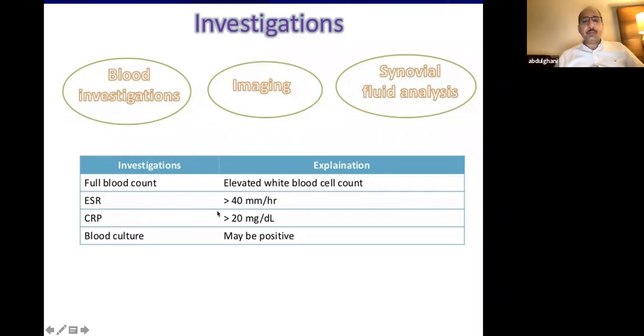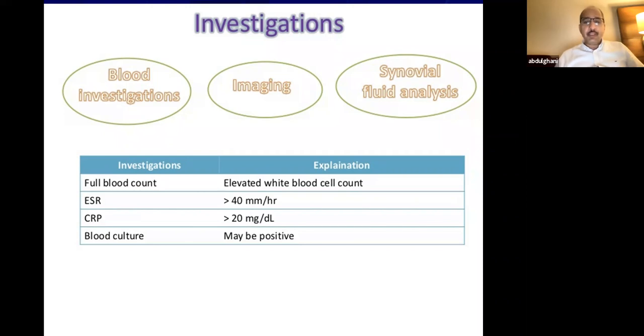If it is more than 40 millimeter, CRP, very, very helpful, a very sensitive investigation. Don't undermine the importance of CRP, especially for diagnosis as well as monitoring of the patient. If CRP is less than 20, it is less likely to be septic. However, there can be exceptions as well. There is also something called qualitative CRP, which means positive or negative. Normally, you should not be asking for that, but if it is negative, CRP invariably rules out septic arthritis. Having said that, there can be exceptions rarely as well.